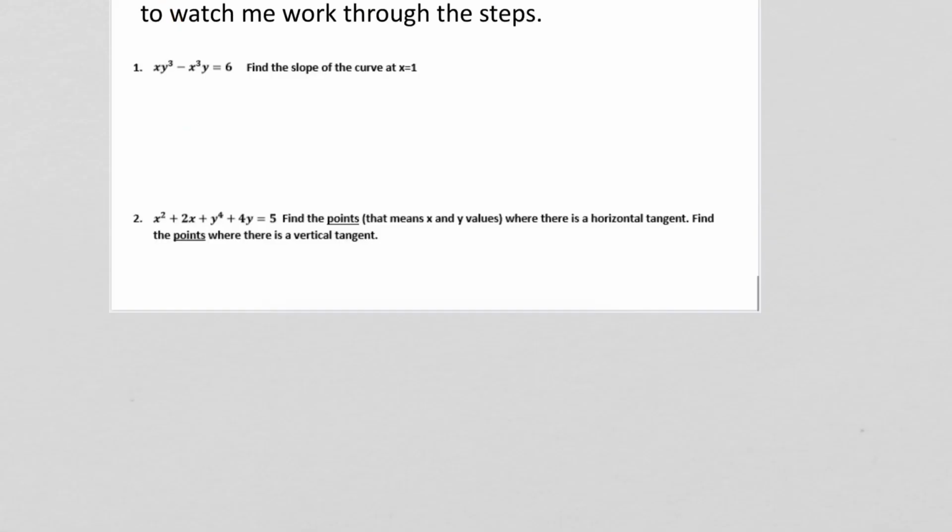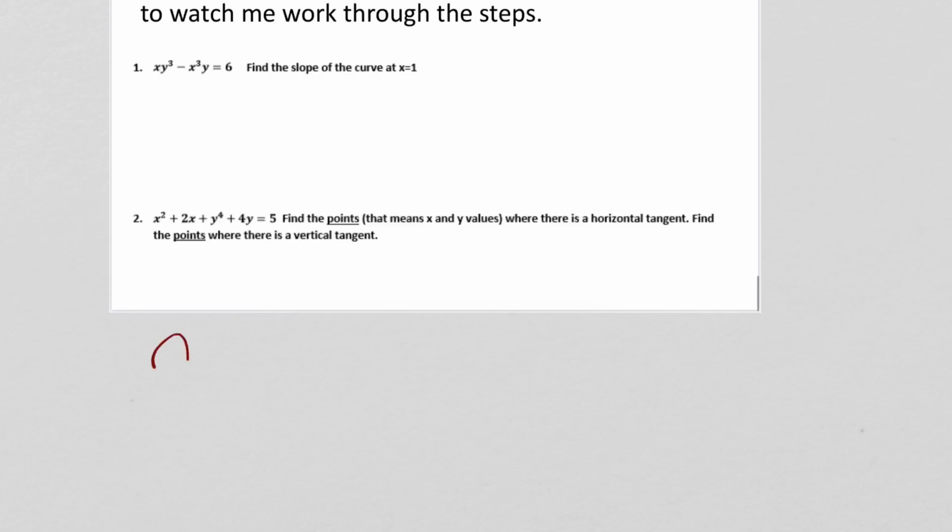All right, this last one's a little bit easier. We have x squared plus 2x plus y to the fourth plus 4y equals 5. I just realized that the first one asks us to find the slope of the curve at x equals 1. We're just not going to do that. We found dy/dx and that's enough. But we will find places where there's a horizontal tangent line in this second curve. So first we have to find dy/dx.